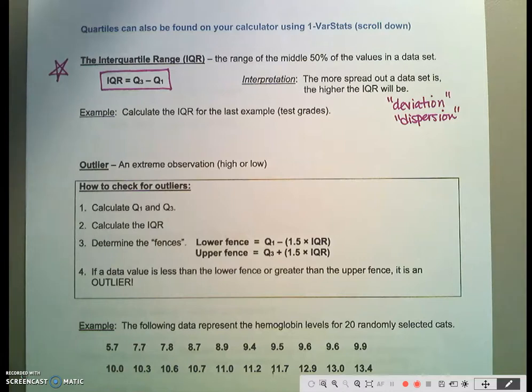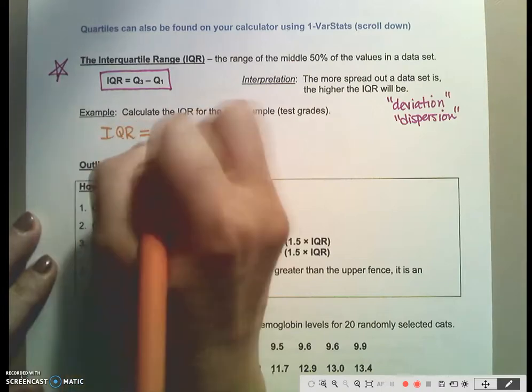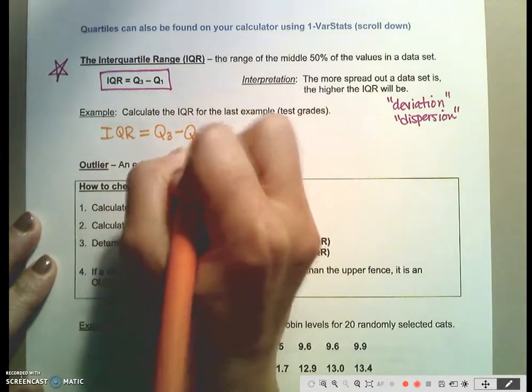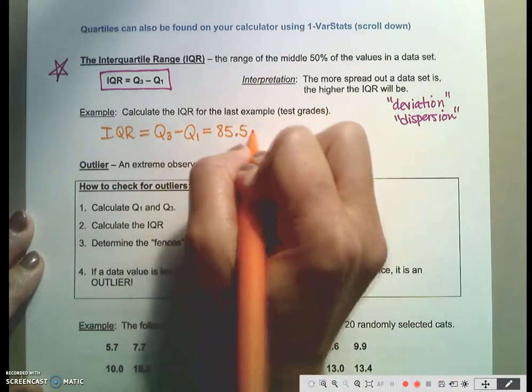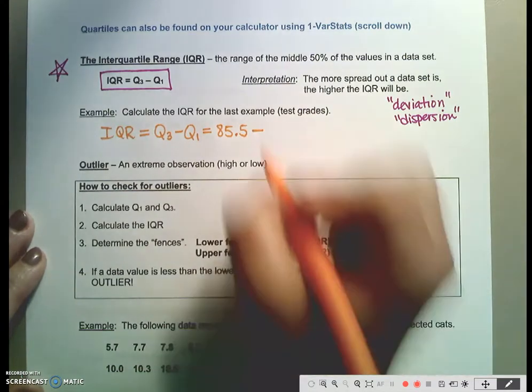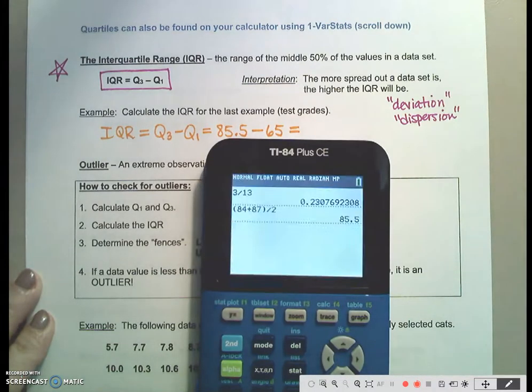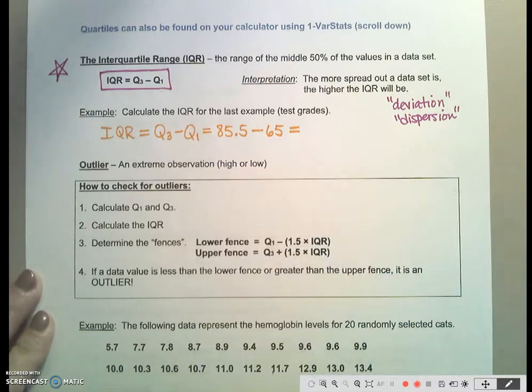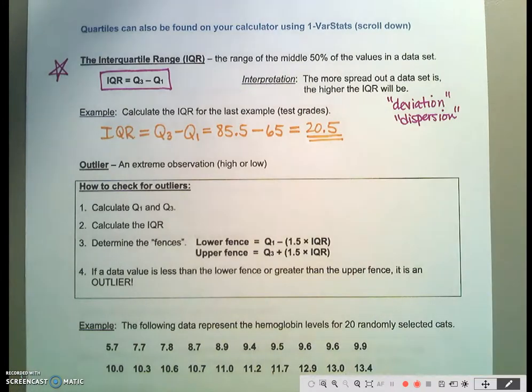So for the last example, I just put it away again. Let me see. If we wanted to do the IQR for that last example, we would do Q3 minus Q1, and Q3 was 85.5, and Q1 was 65. So all we have to do is subtract, and we can figure out what the spread is of that middle 50%. So 85.5 minus 65, we have a spread of 20.5 points. So that middle 50% of test takers had a spread of about 20.5 points.